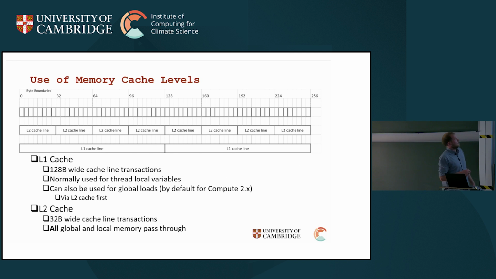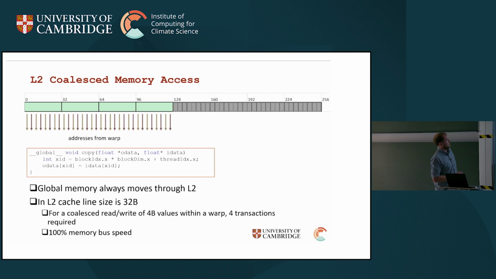So I've got these not very nice diagrams, but at least it's a diagram. So we have these byte boundaries in memory. So these are 4-byte boundaries. And then you can see how an L2 cache line sits across that, and you can see how an L1 cache line fits across that. So L2 cache line 32 bytes wide, L1 cache line 128 bytes wide. So say we had a warp of 32 threads. If each of them wanted a 4-byte value, it would have to move all of this data here. And we'll see what that looks like in the next slide.